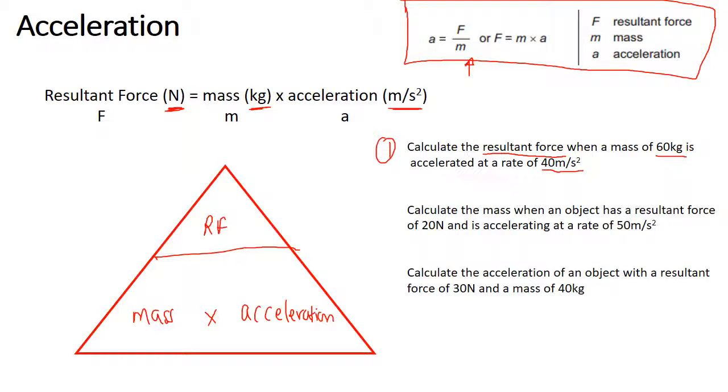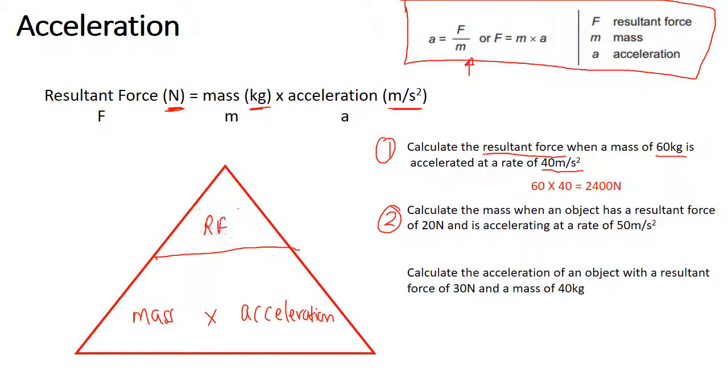Now by knowing those three things, I know there's only one possible equation that I could use. I'm going to have to use a resultant force equation that has acceleration and mass involved in it. So to calculate my resultant force, I will cross this out in my triangle, and then I'll be left with two things that I need to do: mass times acceleration. So in this example, I'm going to do 60 times 40, and it's going to get me 2,400 newtons.